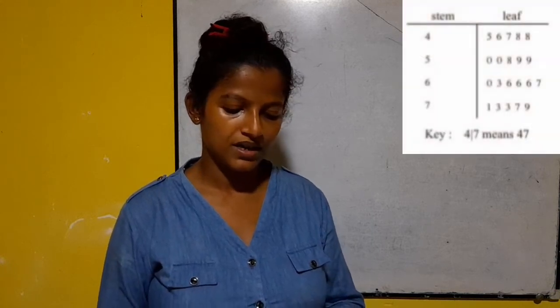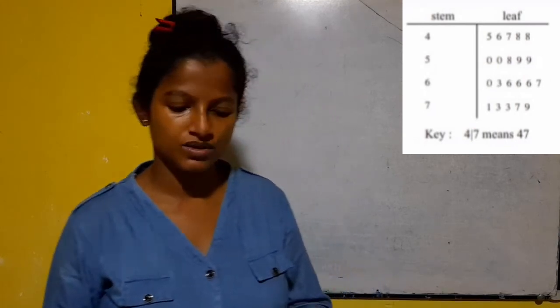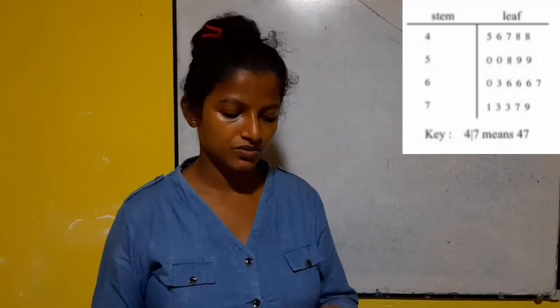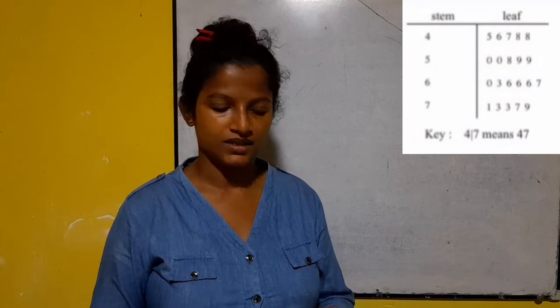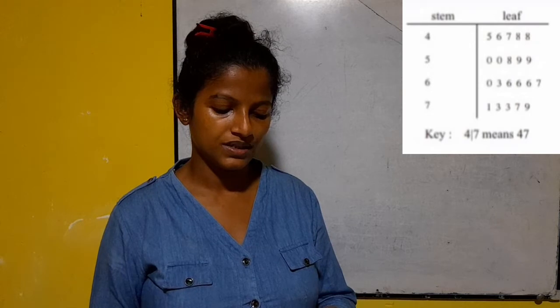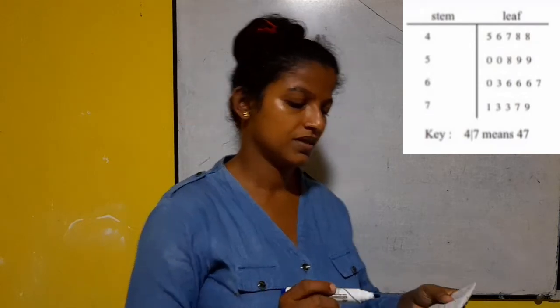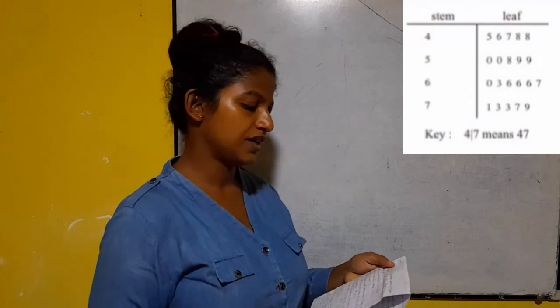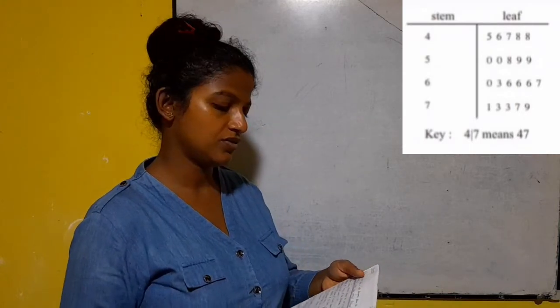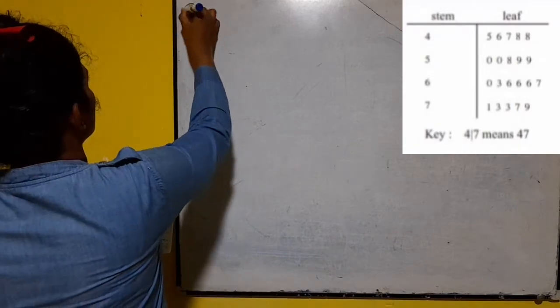First question. The following stem and leaf diagram shows the number of students from different schools who visited Dehiwala Zoo on a certain day. How many schools visited the zoo on that day? If you count the total data, you have 21. So 21 schools have visited.